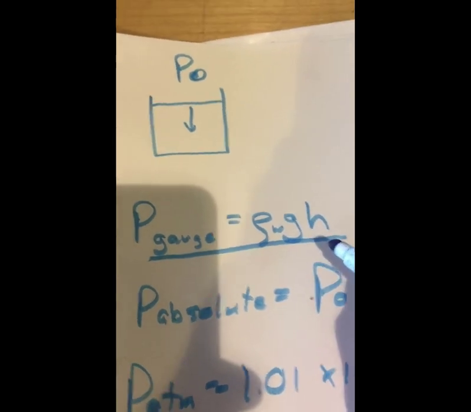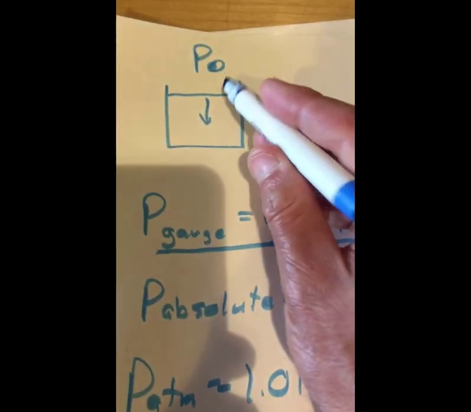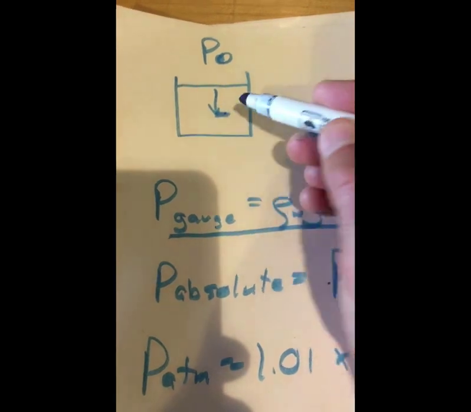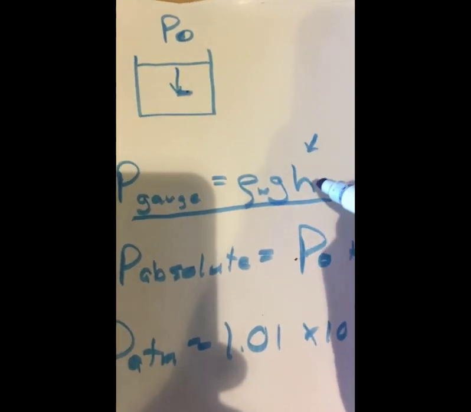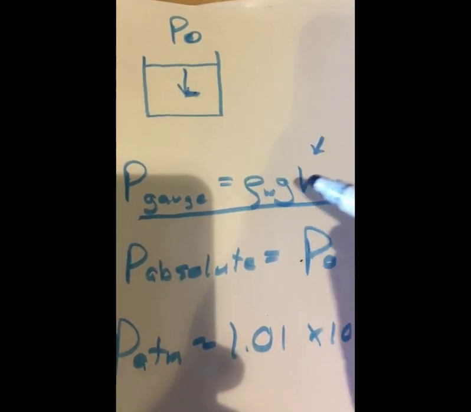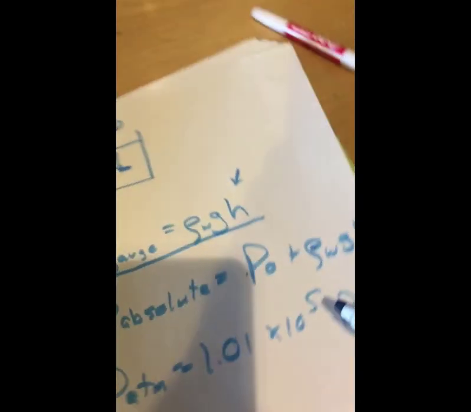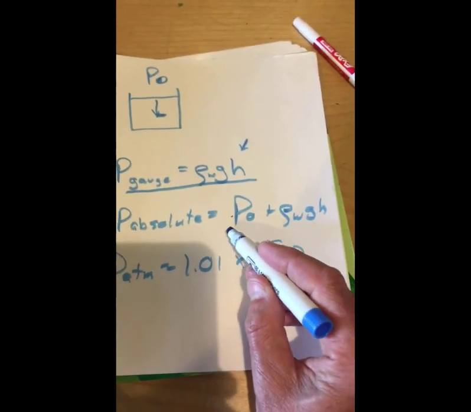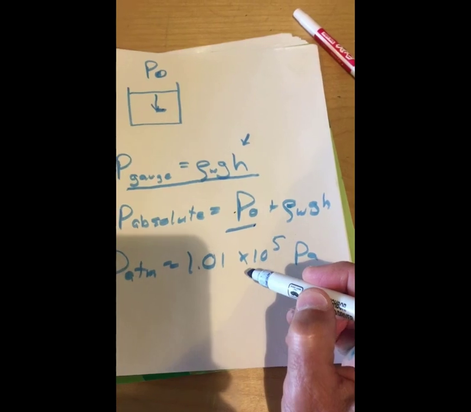There's also something called the absolute pressure, which includes the effect of the atmosphere. So if you're at some depth here, not only do you need to include the pressure associated with the water on top of you, but you also have to add into it the pressure of the atmosphere, which I'm going to call P0 right there.